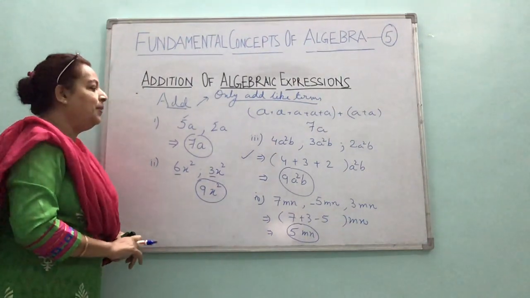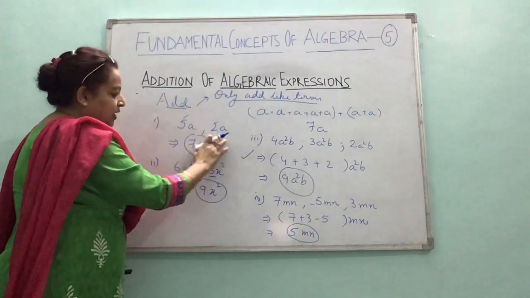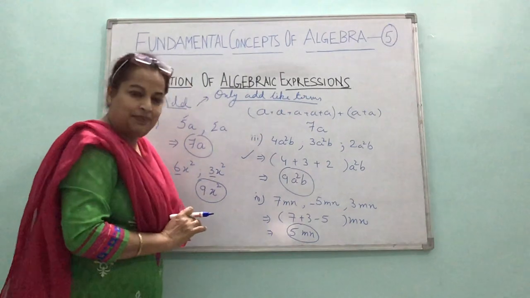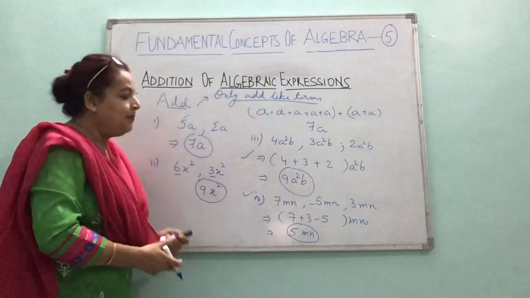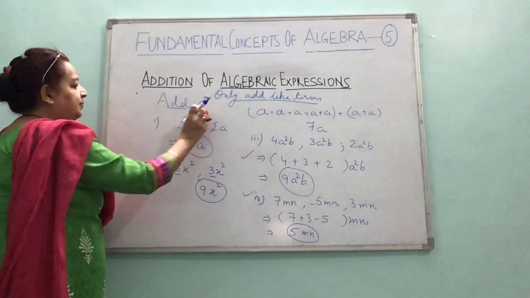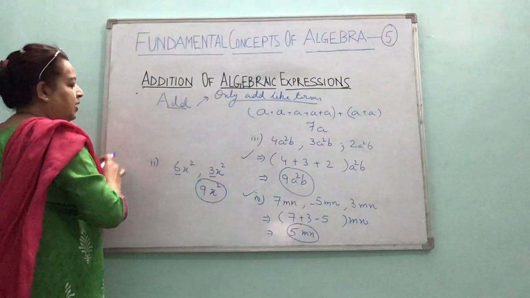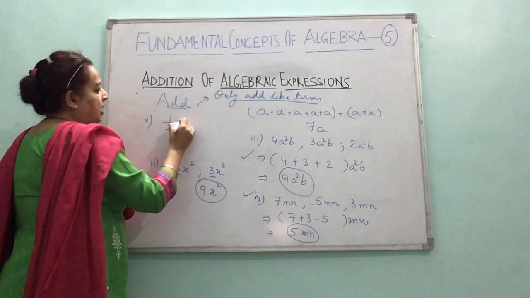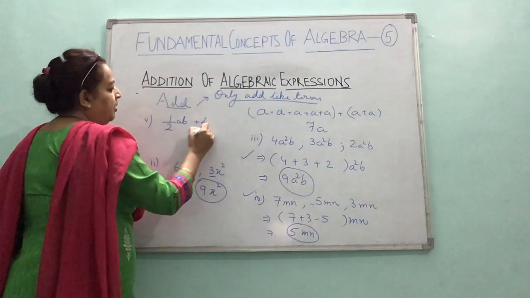So this is how, if there are more than 1 or 2 like that, there I have taken 2 simple ones. Then I have taken 3 here, one example. Then I have taken one with positive and negative also. Take one more example. Fifth one. So it is half AB plus 2 by 3AB.